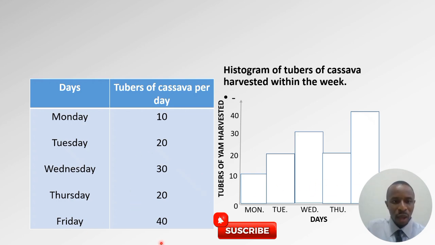And for this case, we have tubers of cassava harvested per day from Monday to Friday, tubers of cassava harvested on y-axis, and we have the days of the week on x-axis. For Monday, the cassava production is 10 tubers. For Tuesday, we have 20. We also use your pencil and ruler. For Wednesday, we have 30. For Thursday, we have 20. And for Friday, we have 40, which is the highest. So from this histogram, I can easily differentiate the day with the highest cassava production and the day with the lowest cassava production.